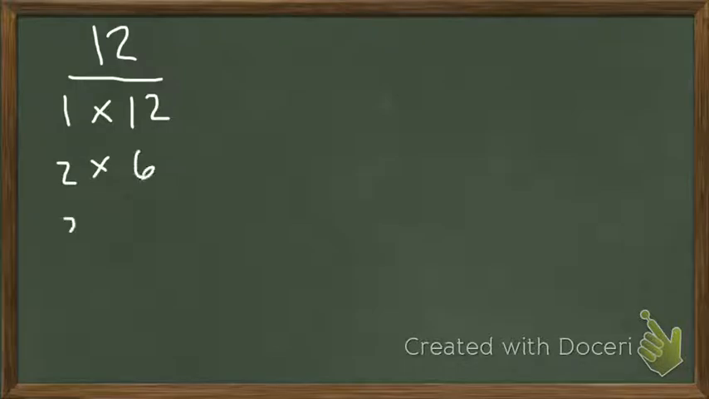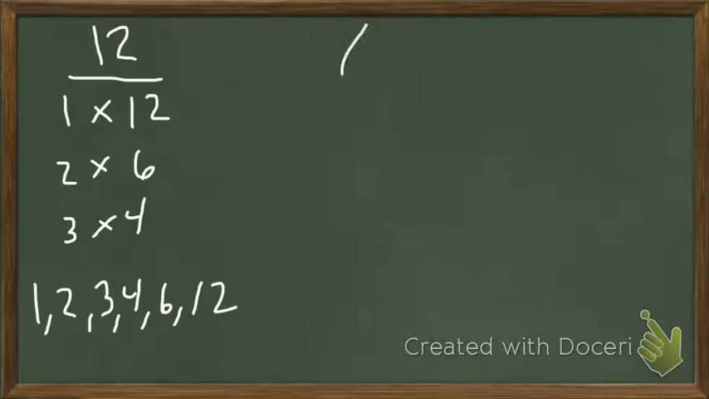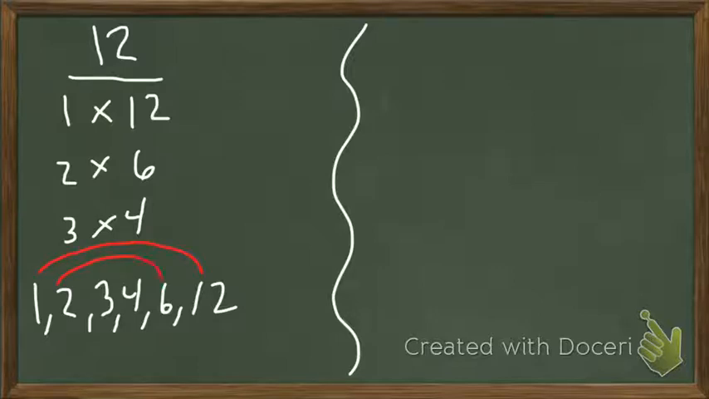Reviewing Lesson 2, when we were looking for the factors of a number, we wanted to know all the different combinations that could equal the number that we were factoring, so 12. So these are the factors of 12. We know this because 1 times 12, 2 times 6, 3 times 4. Now we're looking for the prime factorization of 12.